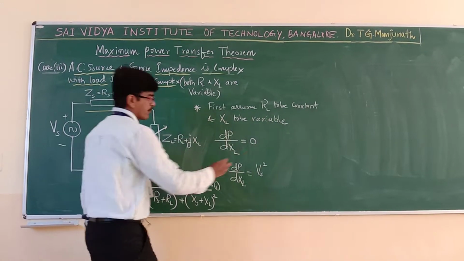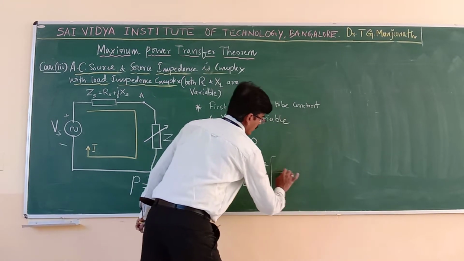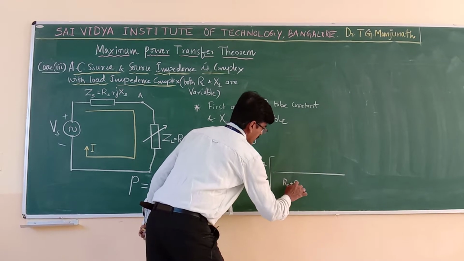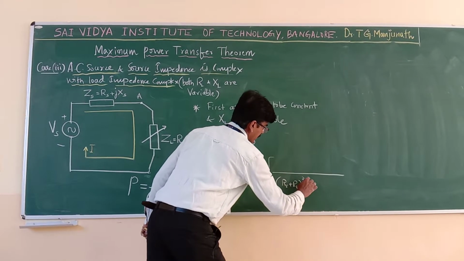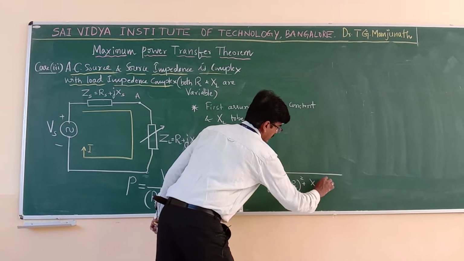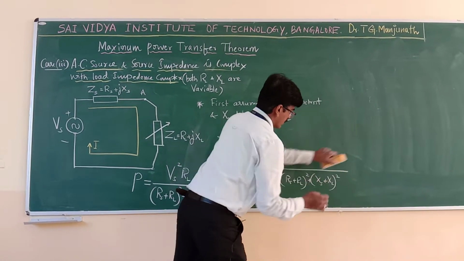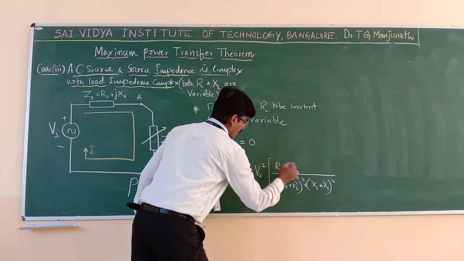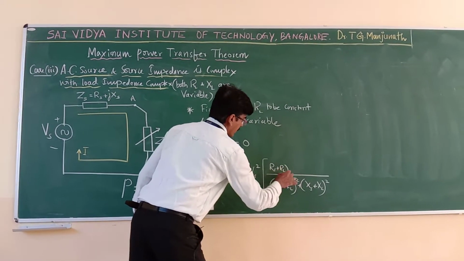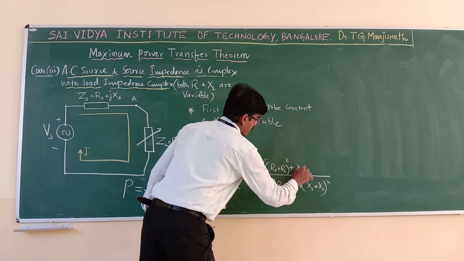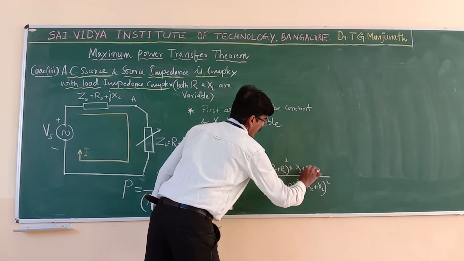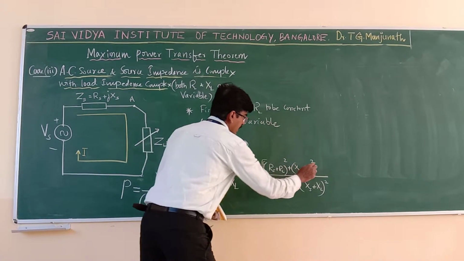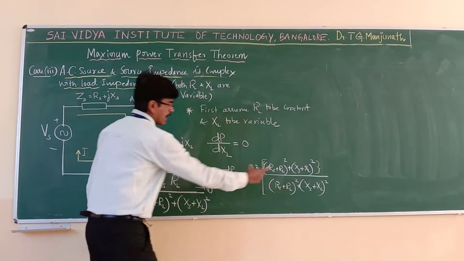Again I will make use of quotient rule. So, denominator square, that is (RS plus RL) whole square plus (XS plus XL) whole square. Next, keep this (RS plus RL) whole square plus (XS plus XL) whole square. That is, you are keeping the denominator as it is.